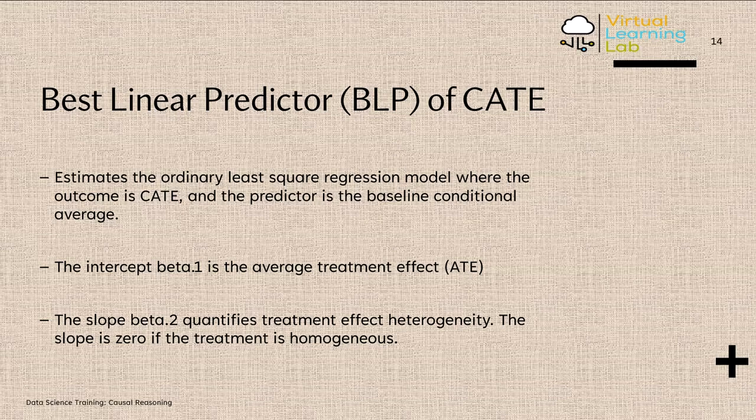The intercept, beta 1, is the average treatment effect, and the slope, beta 2, quantifies treatment effect heterogeneity. So if that slope is not statistically significant, there is no heterogeneity of treatment effects. You can stop here. However, if it's significant, then you would proceed to the next step to identify how the treatment varies across groups, given covariates.